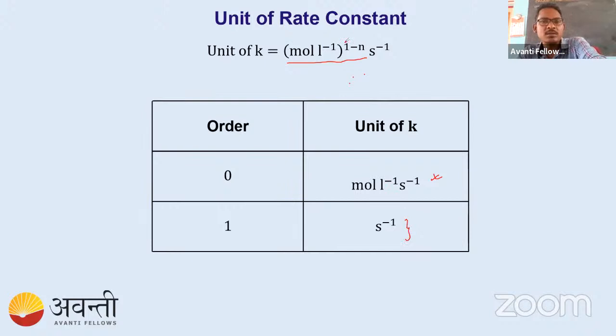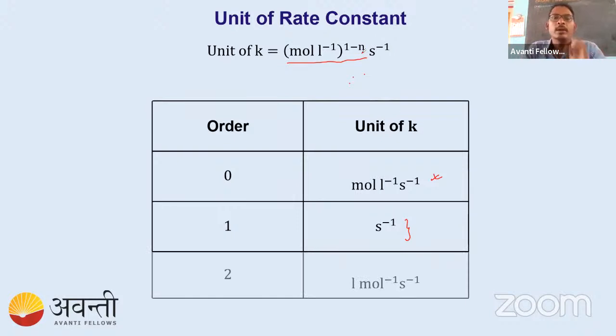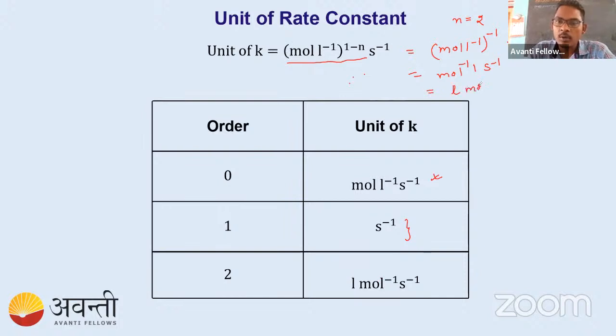And for the second order, just put the value of n equal to 2. Okay, so let me do this one. If you take n equal to 2, then you will get mole per liter to the power -1 per second. So we can write it as per mole liter per second. Everyone understood now this one? Liter per mole per second. Or if we rearrange this one, you will get liter per mole per second. Okay, I hope you understood this one.